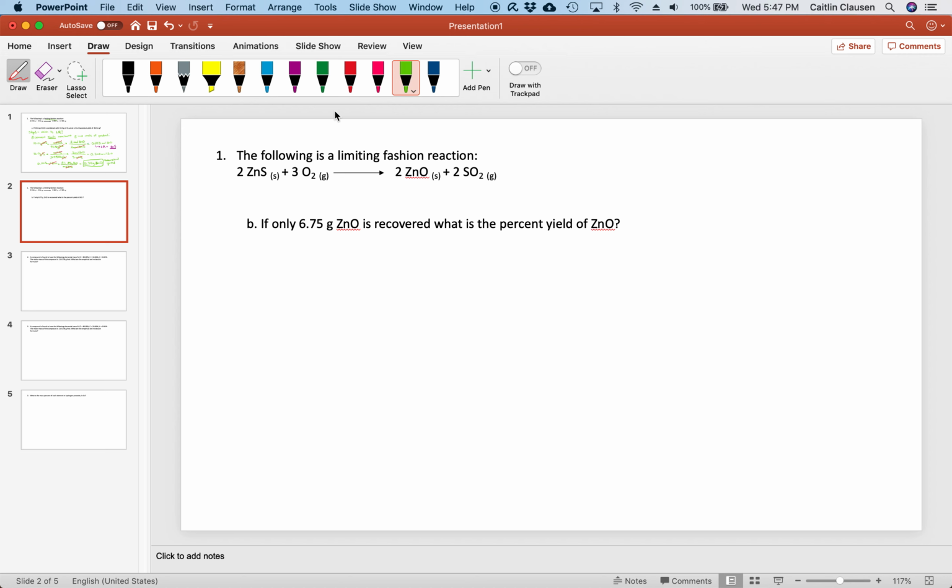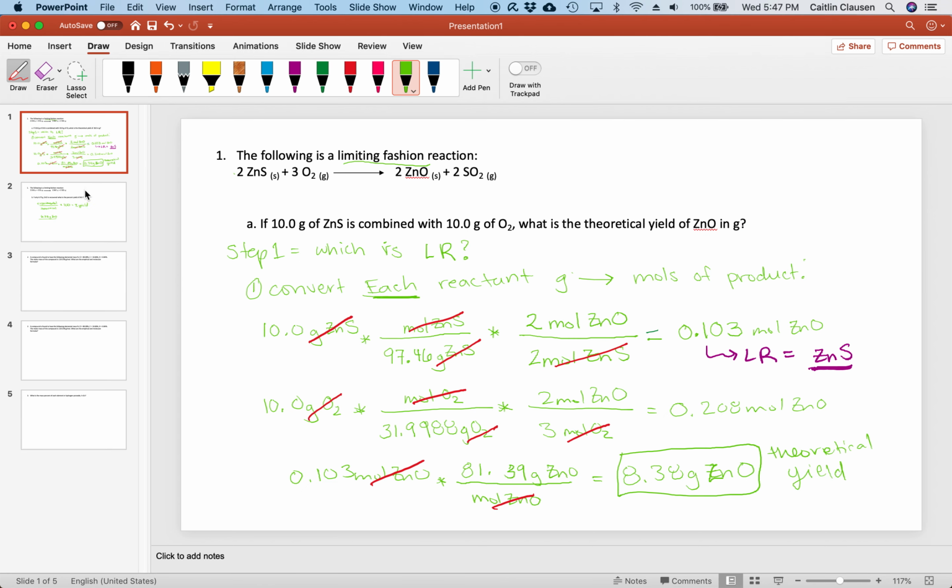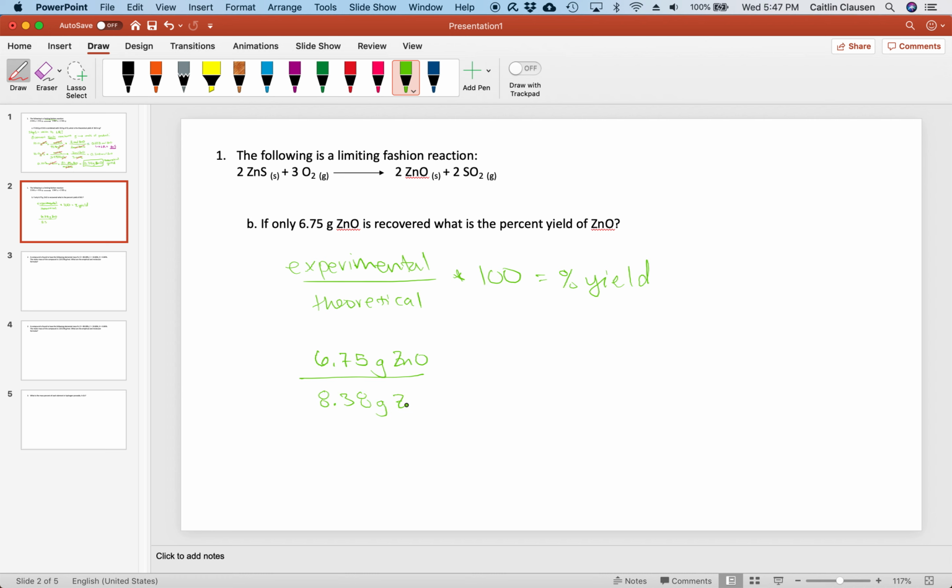Part B said, let's say you only recover 6.75 grams of zinc oxide. So what's your percent yield? So this is going to be your experimental over theoretical, and all of that times 100 gives your percent yield. The experimental is 6.75 grams of zinc oxide. We just calculated the theoretical yield in part A. So that's 8.38 grams of zinc oxide. Units cancel because percents don't have units. Multiply that by 100 and I should be at 3 sig figs still, 80.5%. It's pretty good yield.